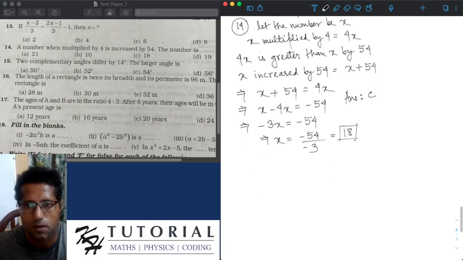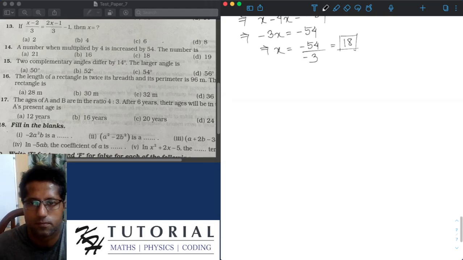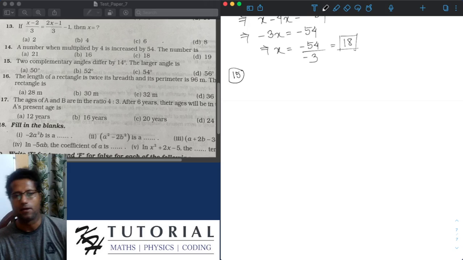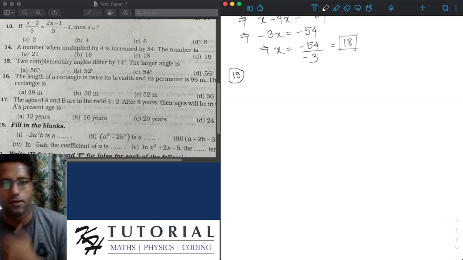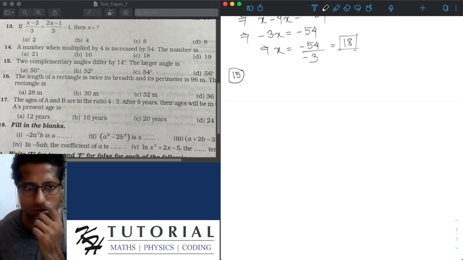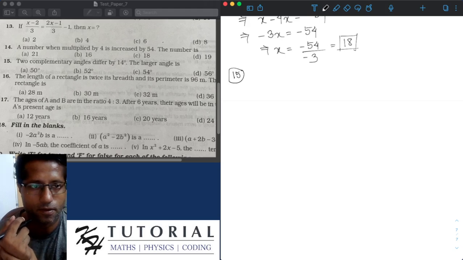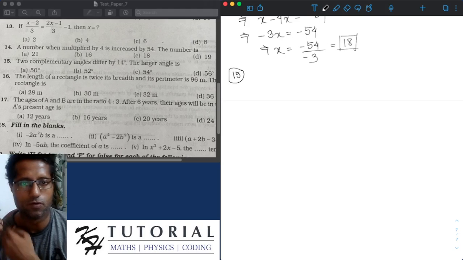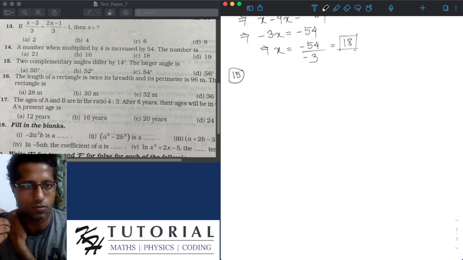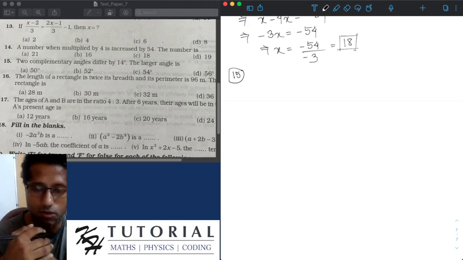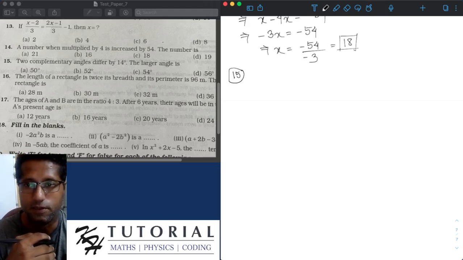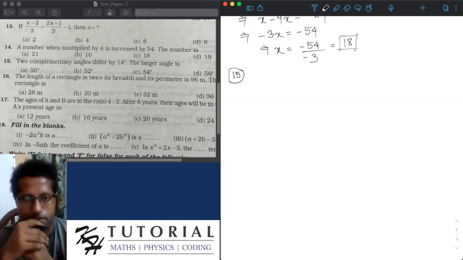Okay, let's do question number 15. It says two complementary angles differ by 14 degree. The larger angle is. So two complementary angles, two angles are said to be complementary when their sum is 90 degree. So from trigonometry, we know that two angles A and B are said to be complementary to each other when they add up or when their sum is 90 degree.